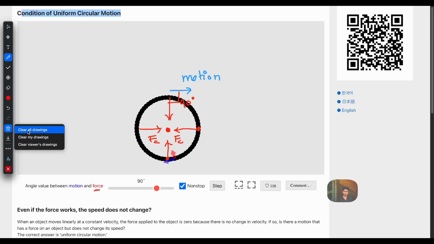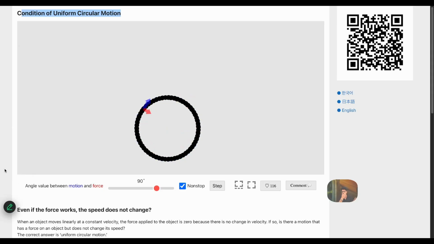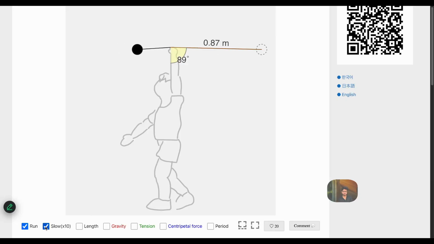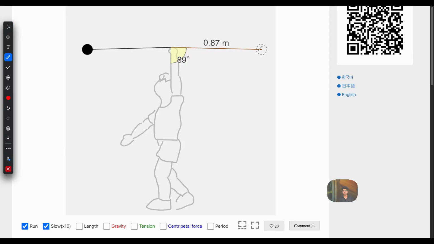Let me demonstrate that with multiple examples. Okay, let me make it slow. Let's look into that. As the ball goes around and you are moving it like this, can you guess who is providing the centripetal force here? What is the force that acts in the string? Tension force. This tension force is always perpendicular to the motion.